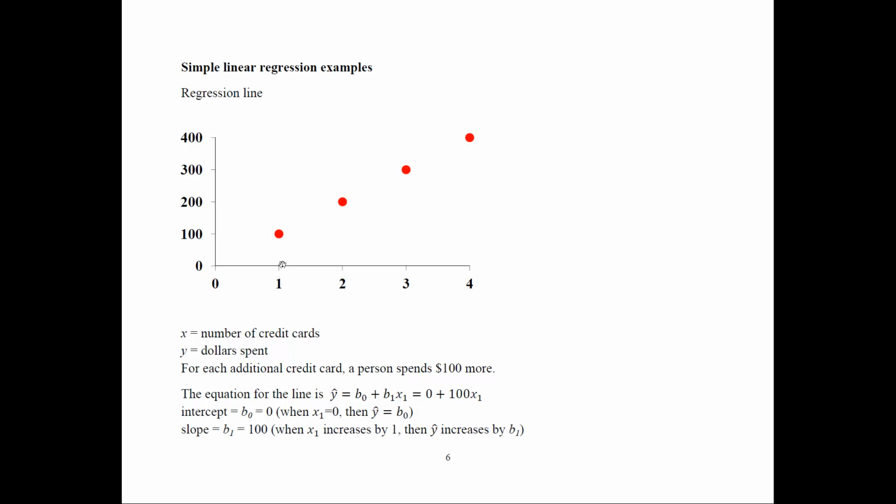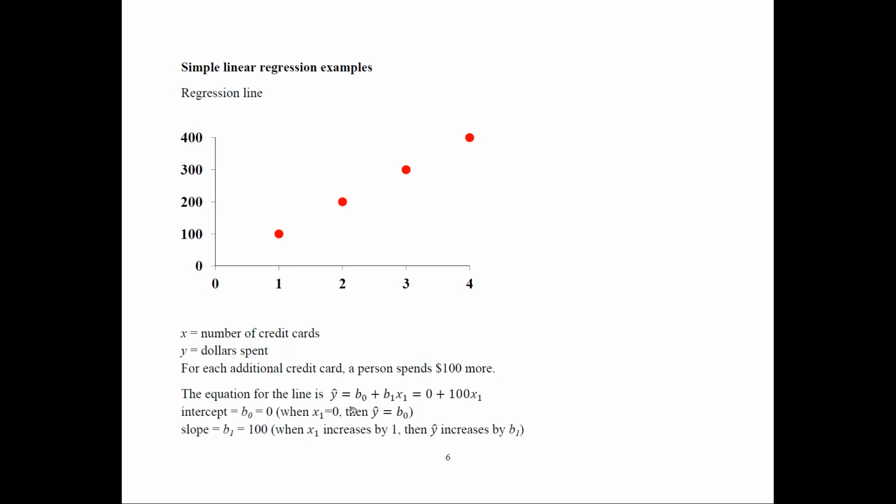So notice that if we have one credit card with 100 spending and two with 200, what we can say is that when we go from 1 to 2, or when we have a 1 unit increase in X, we have 100 units increase in Y. And this is from 100 to 200. So for each additional credit card, a person spends $100 more. This is what we call the slope of this line.